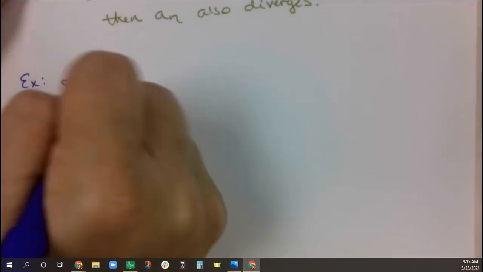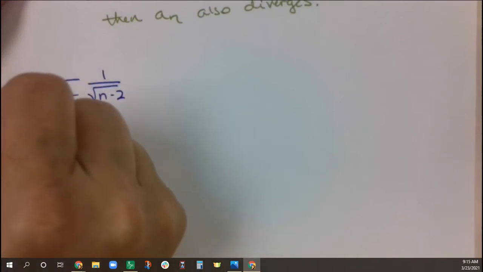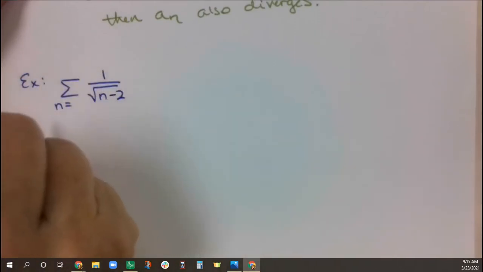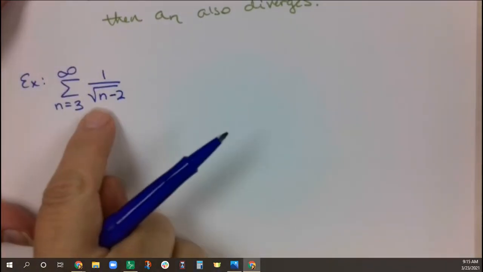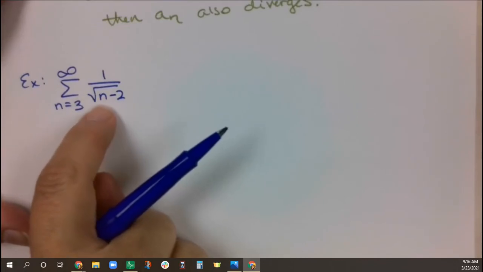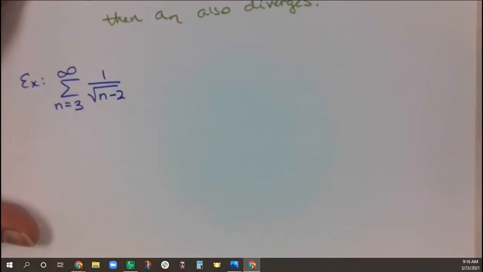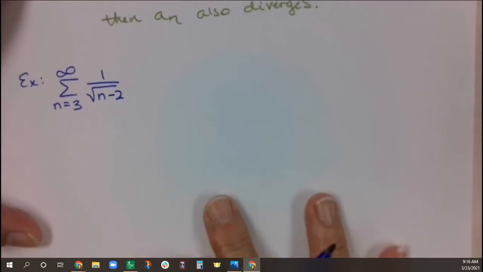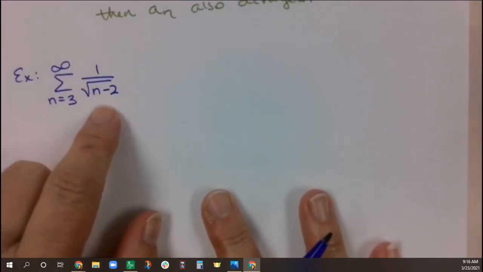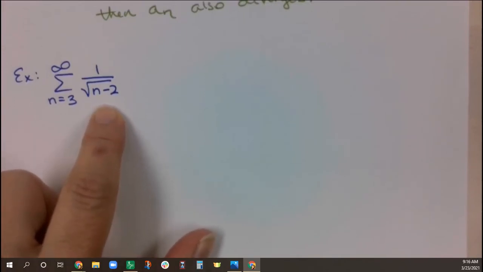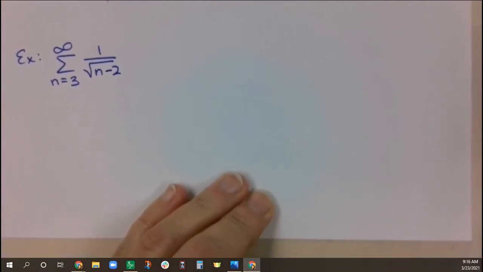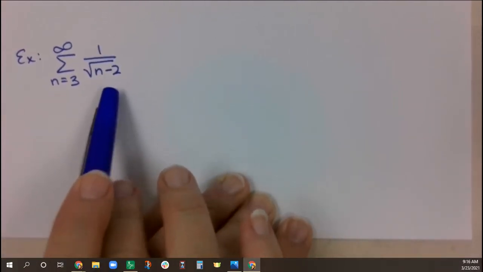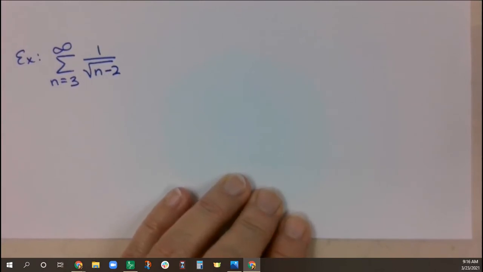Let's say that we have 1 over the square root of n minus 2. I'm going to start my n counting at 3 because the terms of this series would be undefined if n is equal to 2. So we're just going to start past 2 so we don't have that little issue to worry about. So I have this series, and we want to know if it converges or diverges. You can see that it's very close to a P series. The problem is that little minus 2 there. The minus 2 kind of throws it off from being a P series.